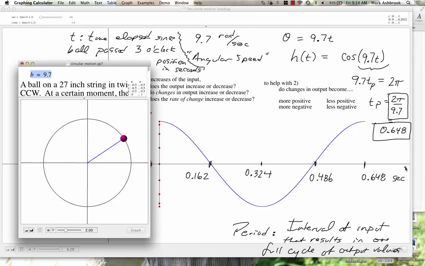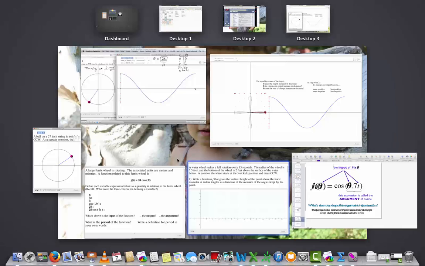But if we're having a conversation about swinging this ball, and we want to make sense of the situation, then if I'm swinging this ball, I wouldn't say, hey, do you know that it takes me 2 pi over 9.7 seconds for this ball to get around? You'd say, it takes me a little more than half a second, or 0.6 seconds, to swing the ball around. Okay, so let's summarize that here.